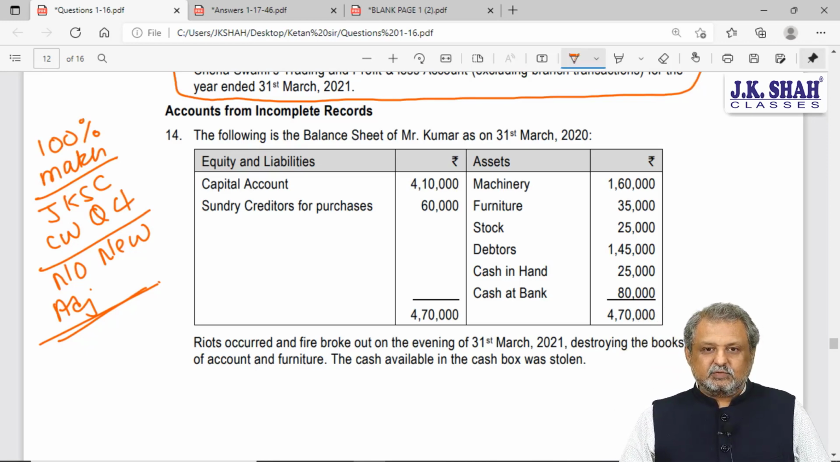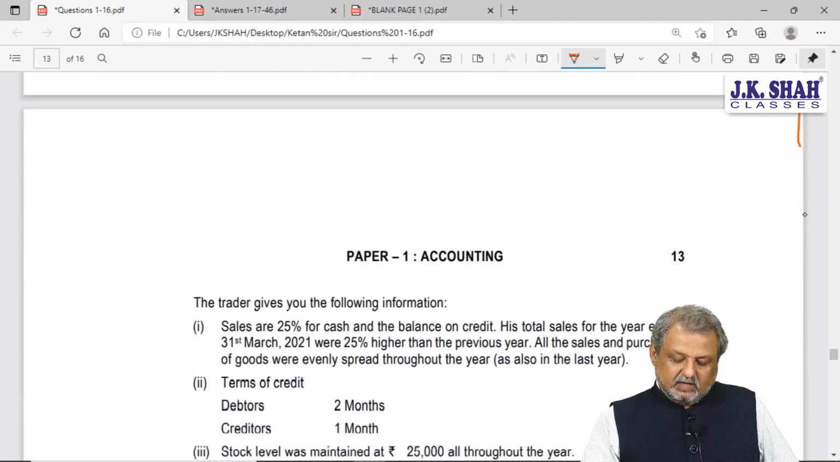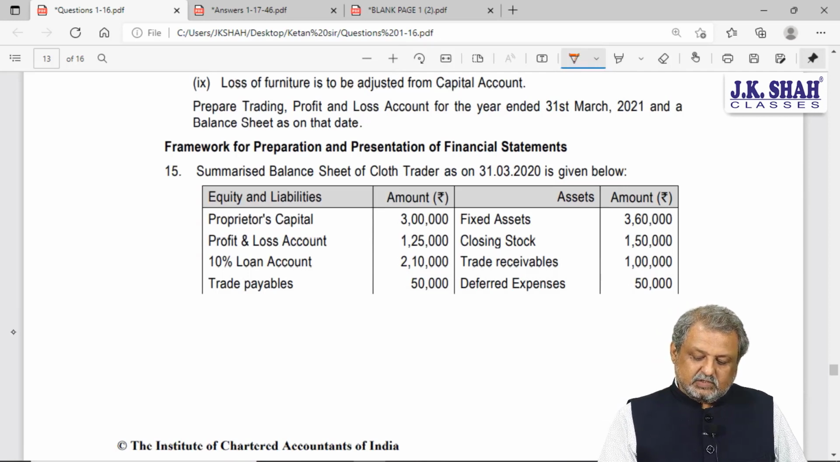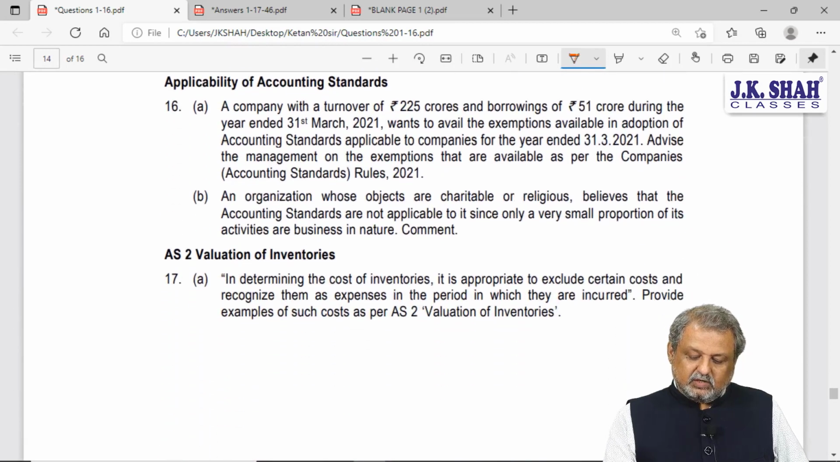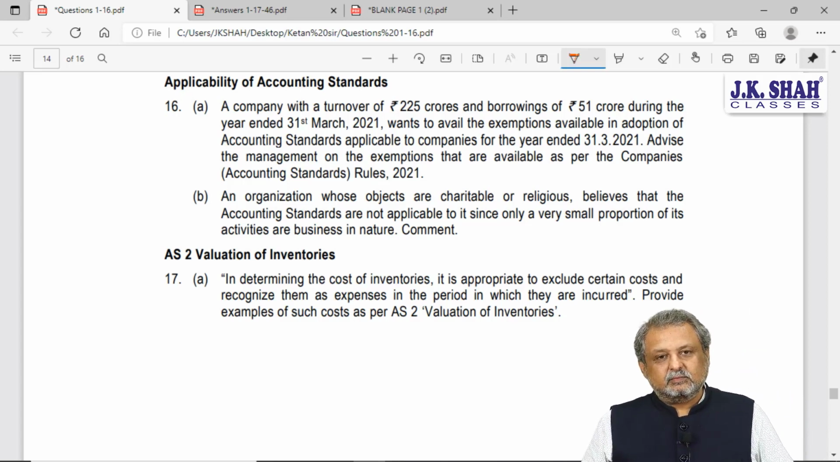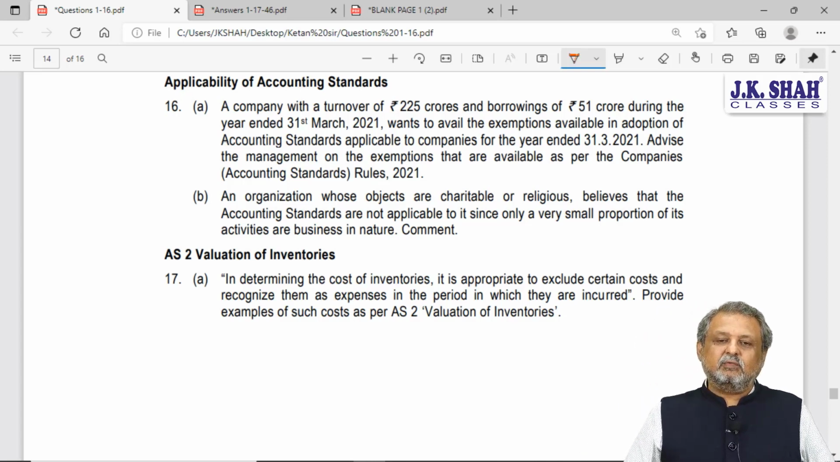So this is where I would conclude. Remaining questions will be taken up in your AS session, that is framework for preparation and presentation of financial statements, and all other questions relating to accounting standards. So that is everything here. Complete detailed discussion of RTP for May 22. Students, please be assured there is nothing absolutely new in this RTP. Whatever you have in your JKSC book covers almost everything.